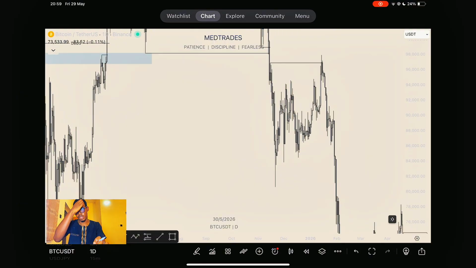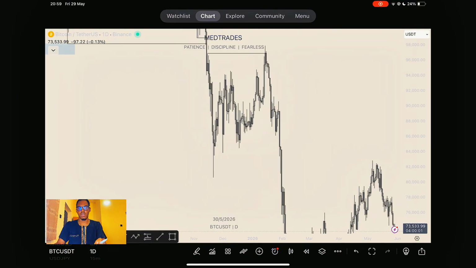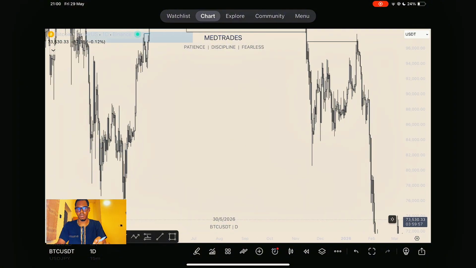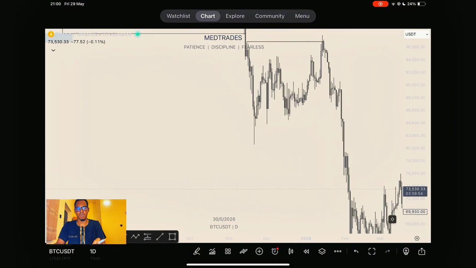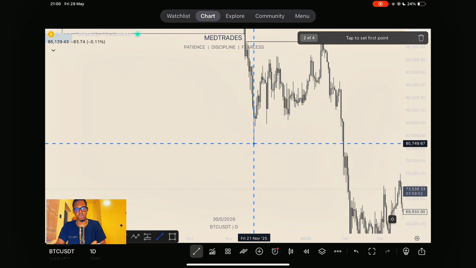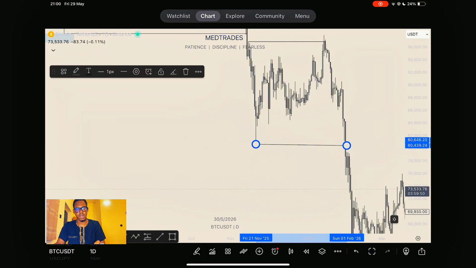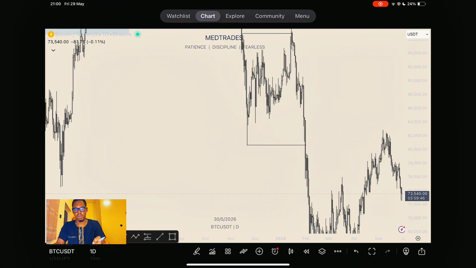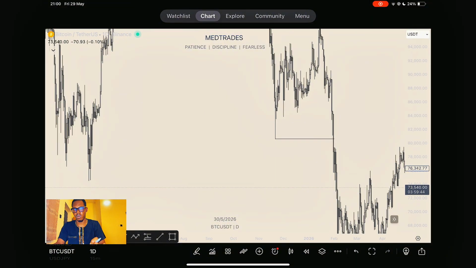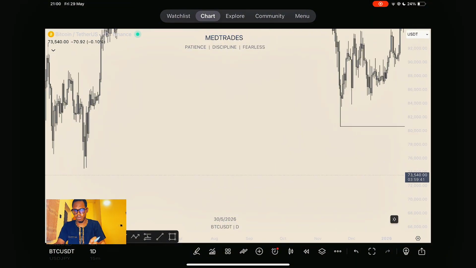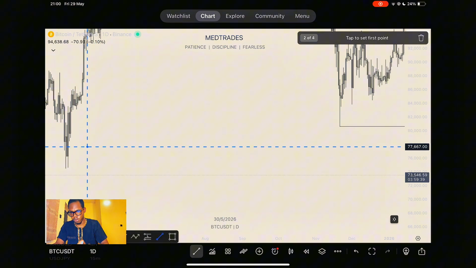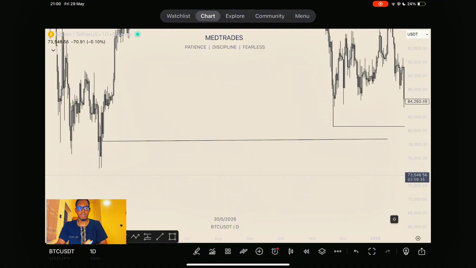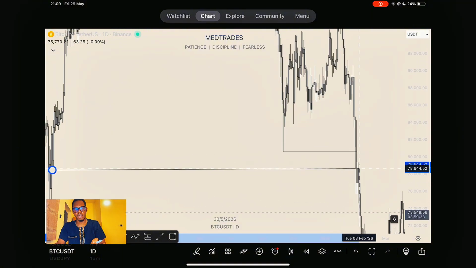Now it's the same thing here too. Price came into this level here, took out this low right here, and in doing that, it also took out this low here too. So it formed another double breakout structure. There was this high here. You can see that price came and took out the high right here.